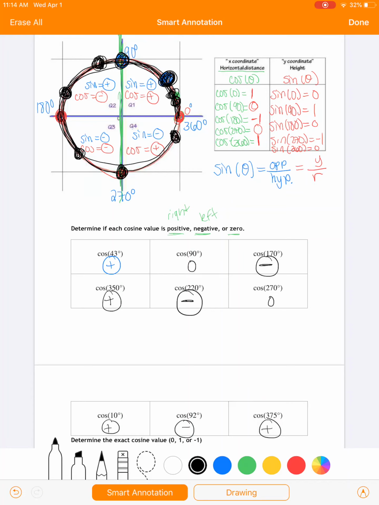Okay, so remember, sine, you're looking at height, up or down. If you're above the x-axis, sine is positive. If you're below the x-axis, sine is negative. And for cosine, we're looking at right or left. So if you're on the right side, it's positive. If you're on the left side, it's negative.